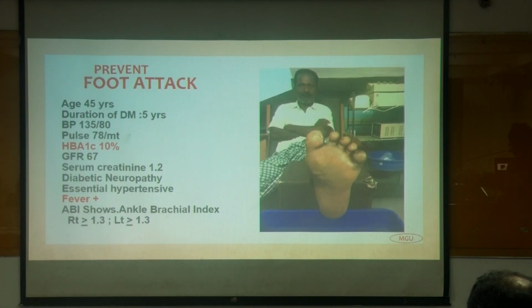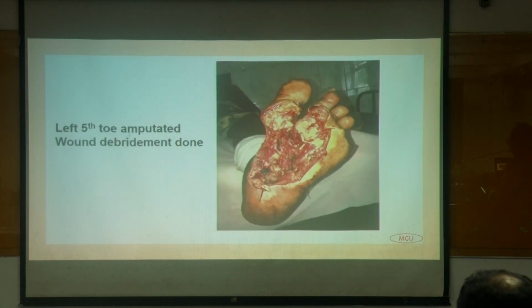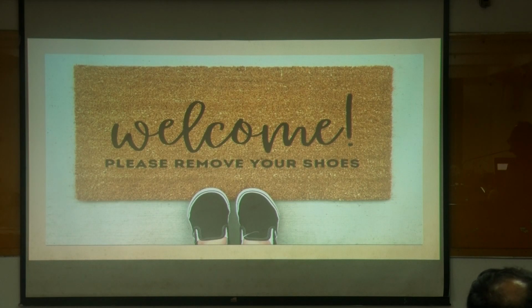This is a common scene we are seeing now mostly in the diabetic clinic. This patient came with fever, not for a foot ulcer. You see there is something in the fifth toe. This patient came with sepsis. This is a common scenario in our daily practice, so this patient goes for an amputation and wound debridement.